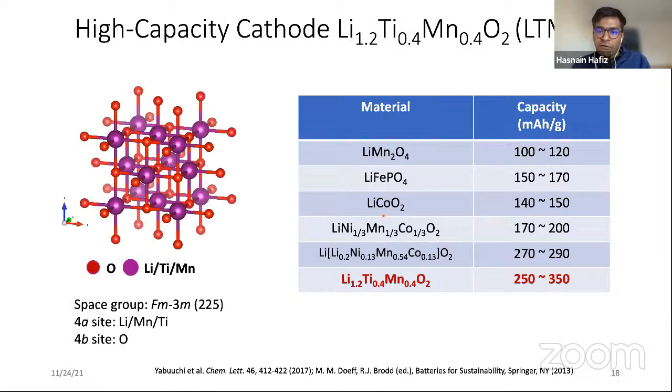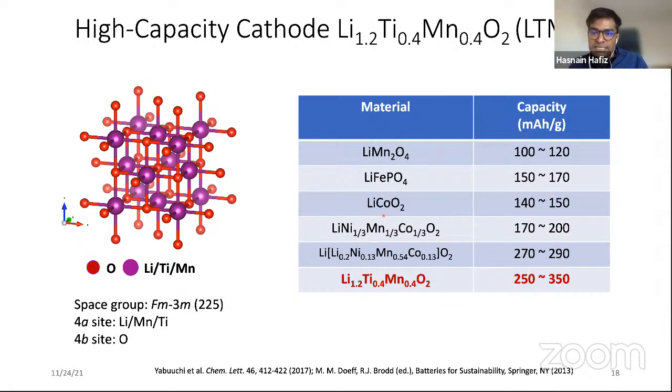Now, the search for high capacity electrodes evidently proposed other types of cathode materials where we do not use nickel or cobalt, which are very expensive. Here today I'm proposing this material, disordered rock salt lithium titanium manganese oxide, which does not contain expensive cobalt or nickel, but shows even superior performance in capacity.